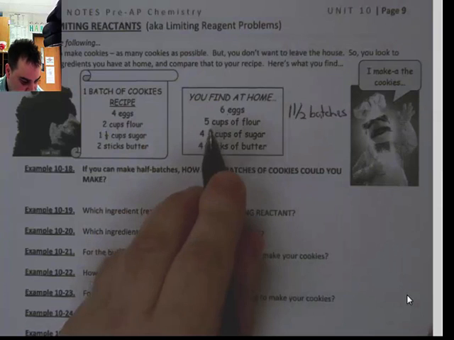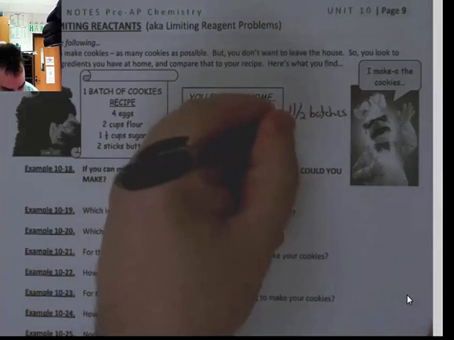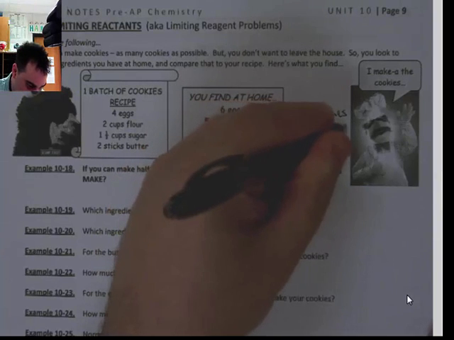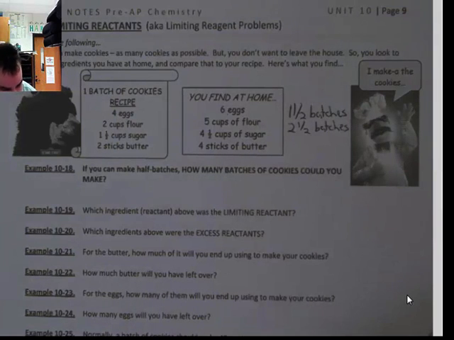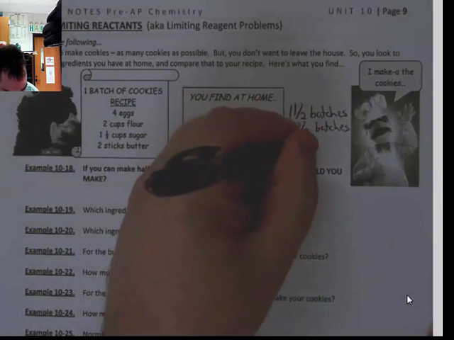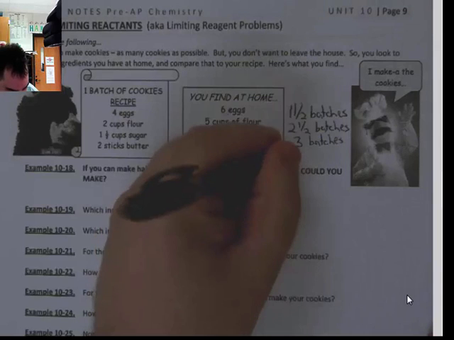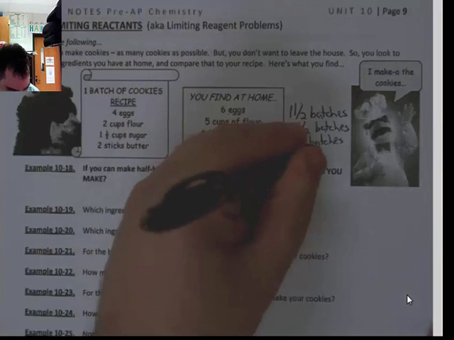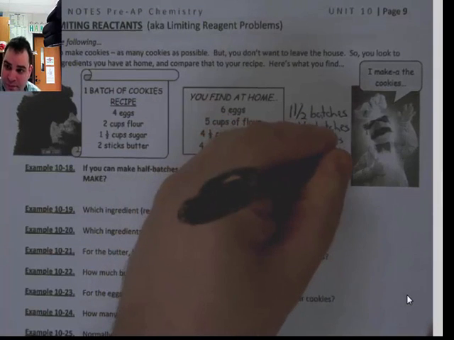I have 5 cups of flour at home, and the recipe needs 2 cups of flour. I can make 2.5 batches of cookies based off of the flour. 4.5 cups of sugar, 1.5 cups of sugar. I can make 3 batches of cookies based off of the sugar. And off of the eggs, I can make 1.5. For the butter, I can make 2 batches of cookies. Okay.